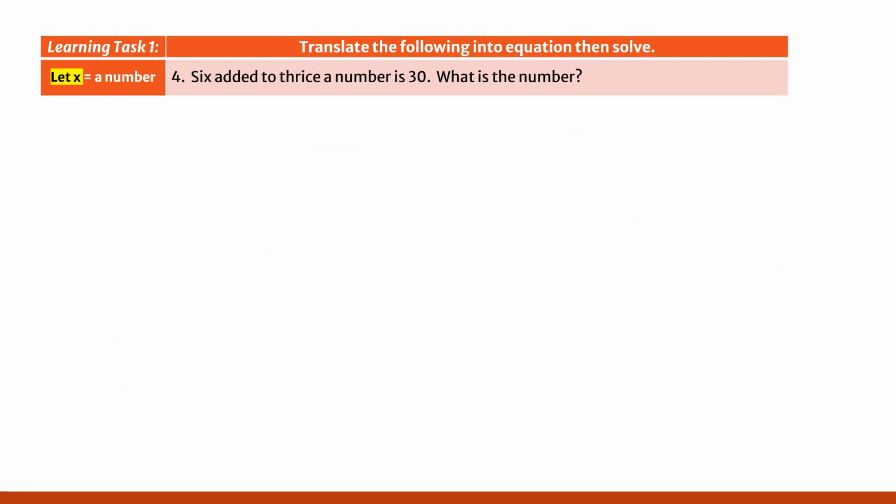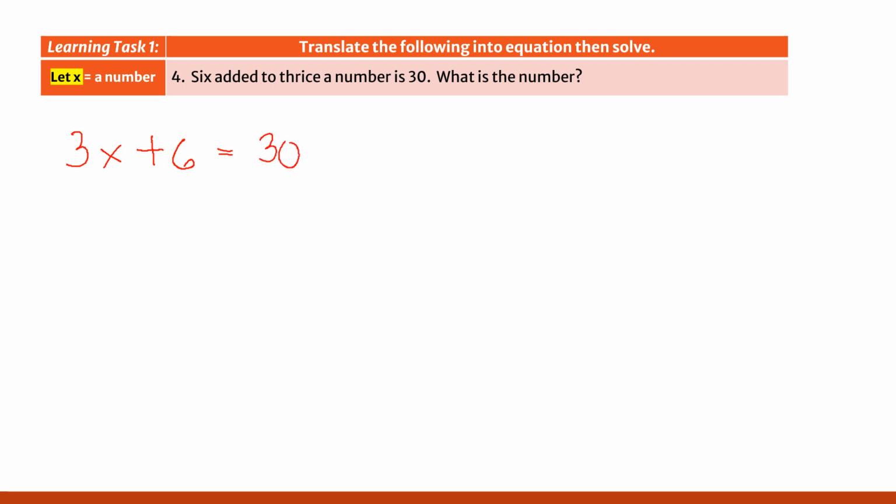Problem number 4. The 6 added to thrice a number is 30. What is the number? So again, let x be what? The unknown number. So 6 added to, meaning meron tayong plus 6. So we have here 6 added to thrice a number. So it is 3 times a number. Is 30. So equals 30.